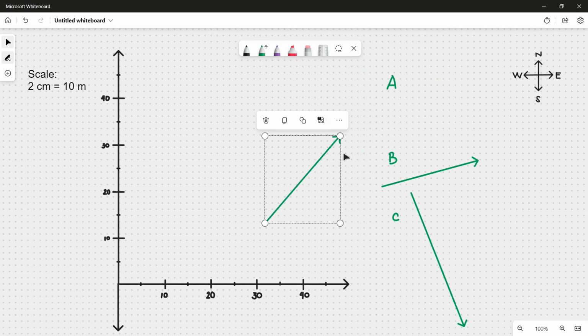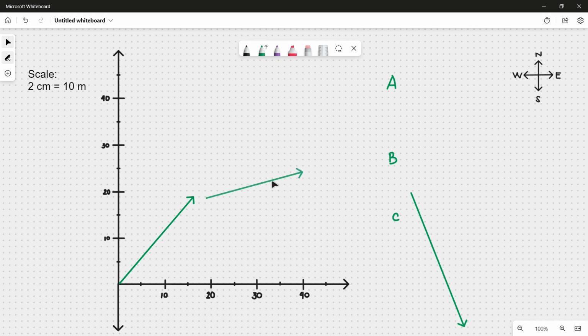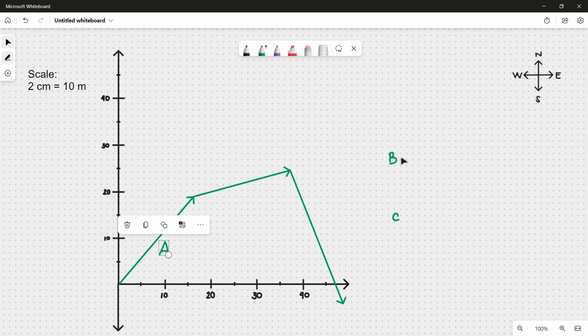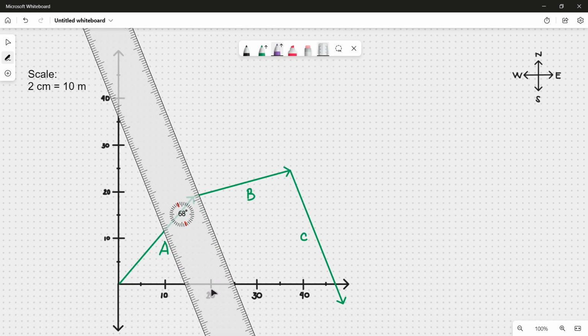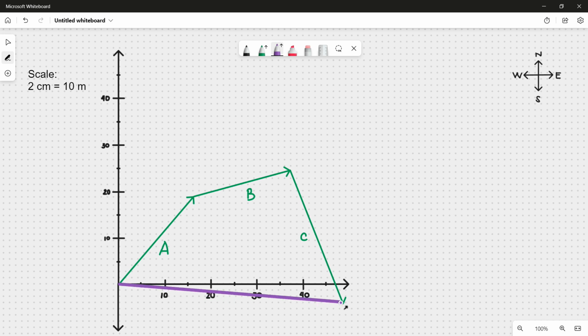Now we have to place the vectors head to tail, making sure not to change their magnitude or direction as shown. Next, we draw the resultant vector R from the tail of the first vector to the head of the last vector.